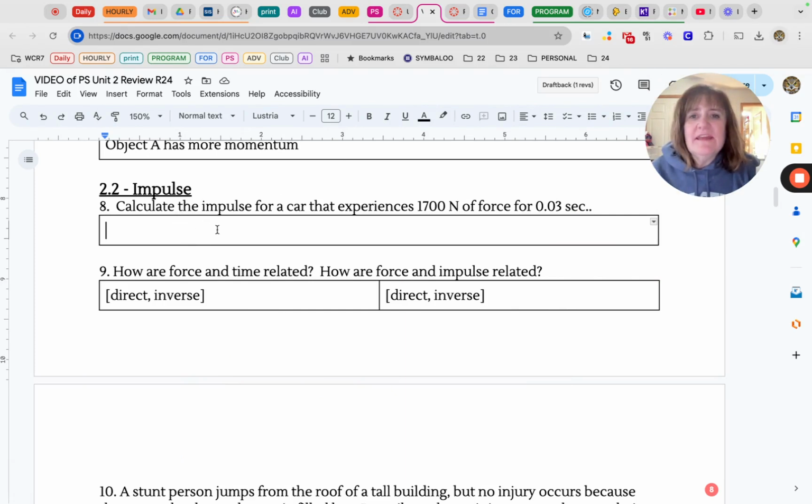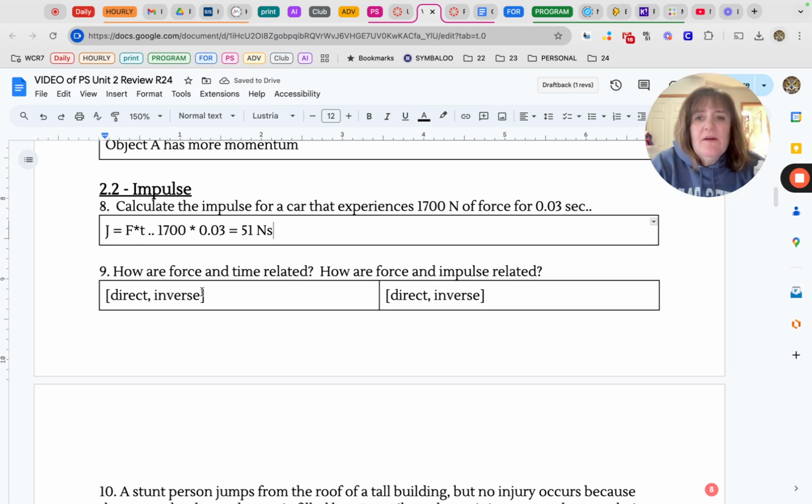Says calculate the impulse. And again, you should have this handy dandy formula sheet. Yours is on a pretty color. Impulse is equal to force times time. The force given in the problem is 1700 newtons times a time of 0.03. Calculator at the ready. Times 0.03 should be 51 Newton seconds.